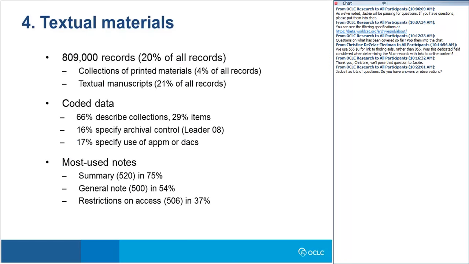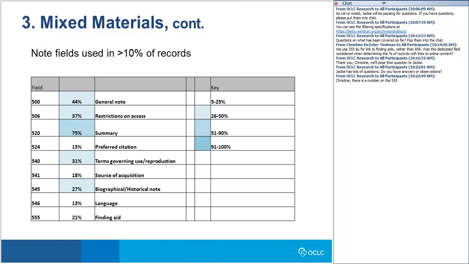Since after talking about visual and mixed materials, that may cover a lot of your chief interests. Yeah, so Jackie, we have a question from Christine from University of Minnesota, who says, and you might go back to that table you just used, we use the 555 $u for links to finding aids rather than the 856. Was this dedicated field considered when determining the percentage of records with links to online content?